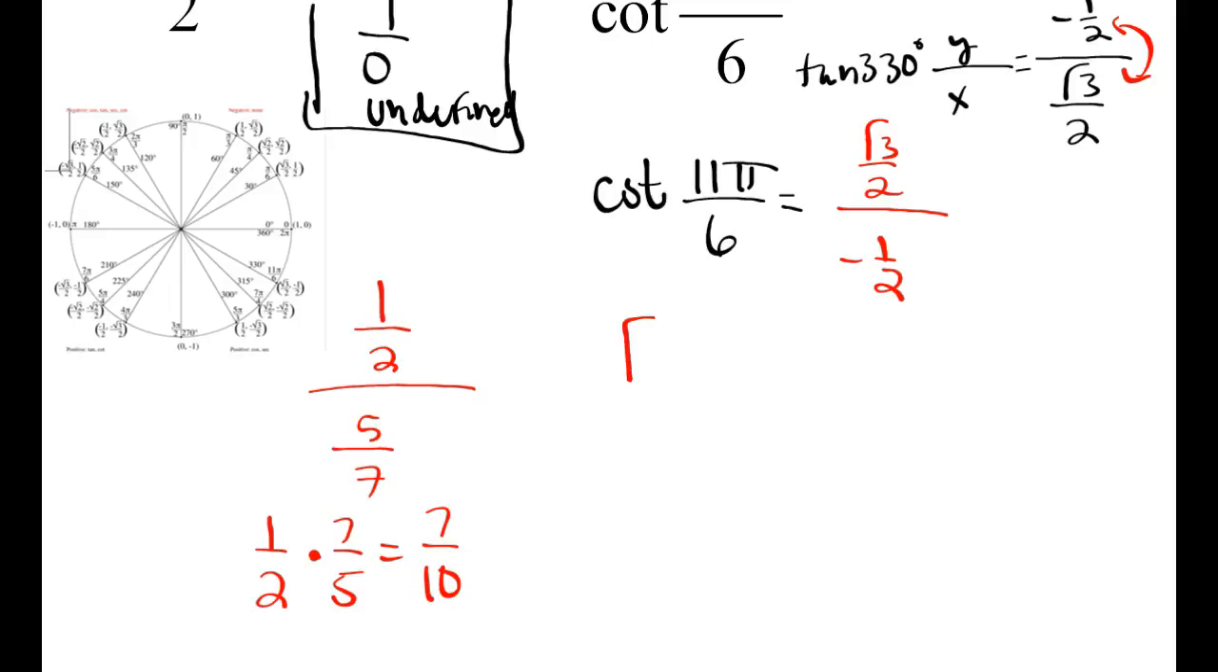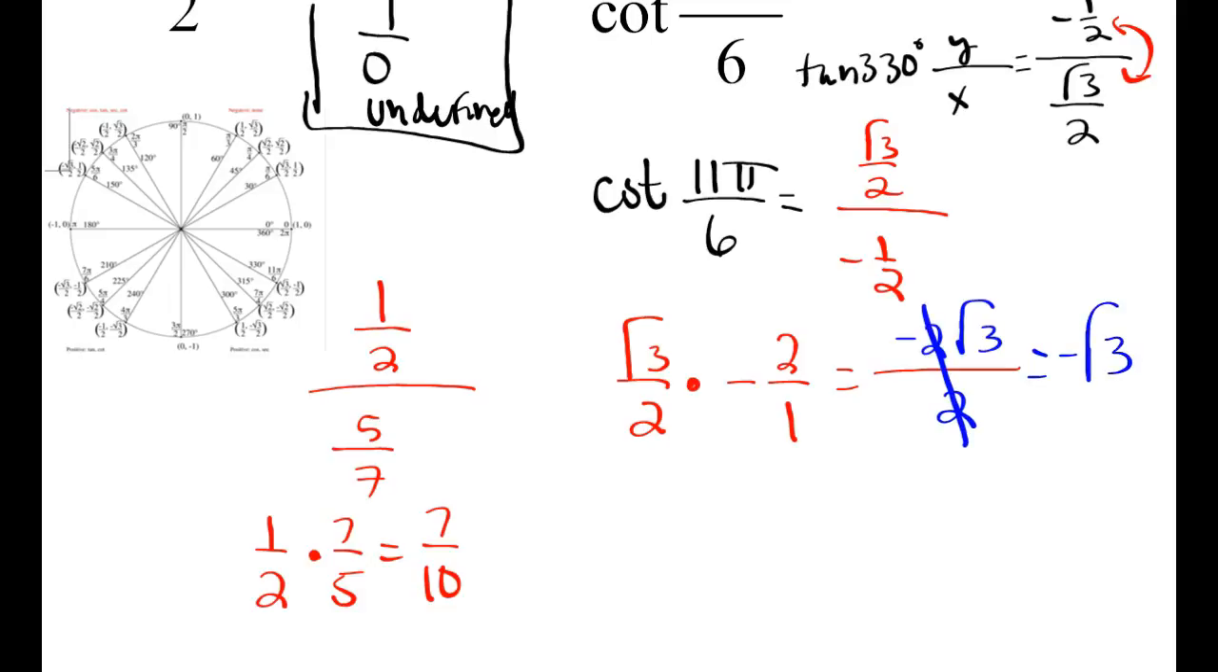Okay, so I'm going to do the same thing. Keep the first fraction, square root of 3 over 2. Change to multiplication, flip negative 1/2 to negative 2 over 1. So what do I get when I multiply across? Negative 2 square roots of 3 over 2 times 1. Well, these 2's cancel out, so I get negative square root of 3. Okay, so the cotangent of 11 pi over 6 is negative radical 3. So that's the refresher from Thursday, Friday.